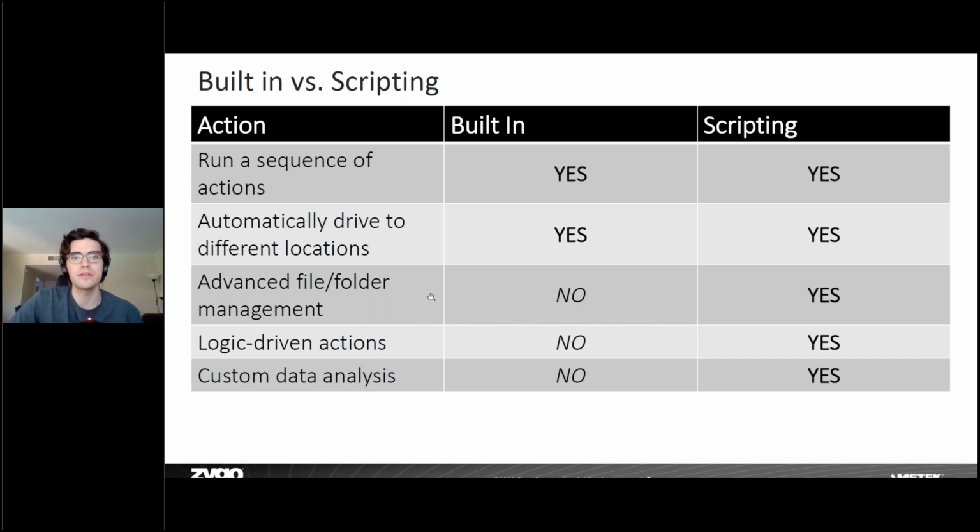But for things that require a bit more control, like advanced file or folder management, there is a way built in to automatically generate file names and save to specific directories. But say you want to create a whole folder structure that automatically populates based on attributes of the data you're measuring, then you need scripting. Also, for any sort of logic-driven action, you would need scripting to use if-then statements to determine what to do.